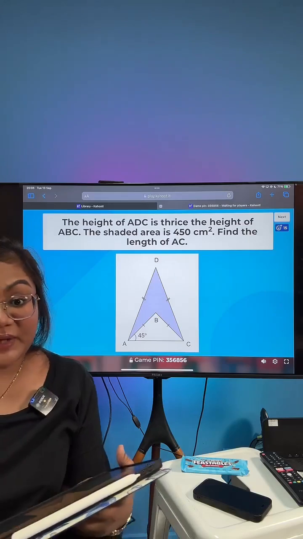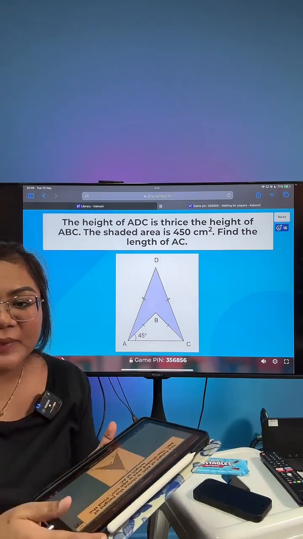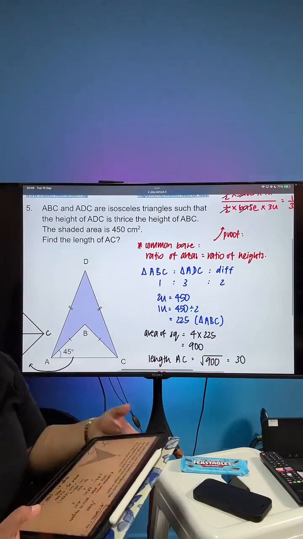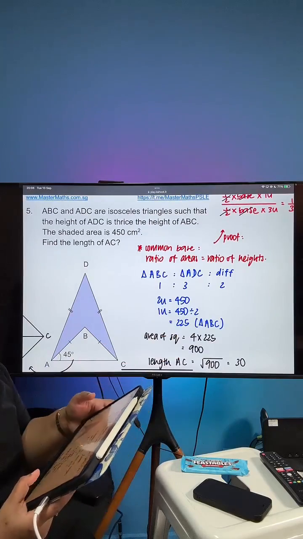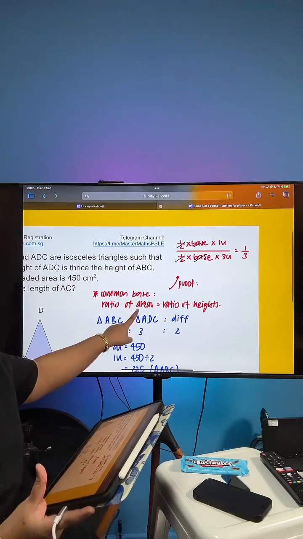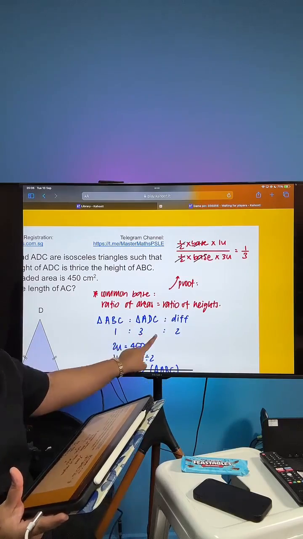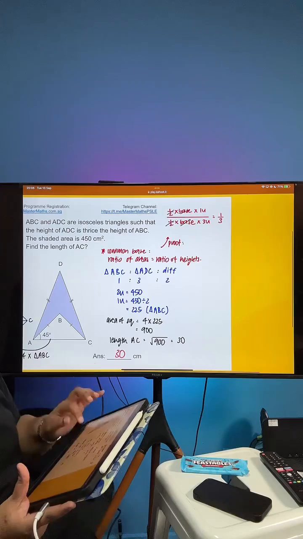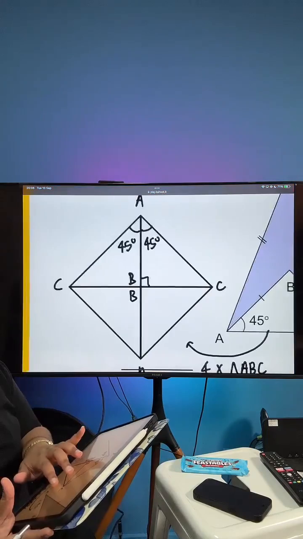Let's take a look at why the answer is 30. Most of you are getting it. Good job. How to get 30? Very simple. We all know that the area of ABC is 225, right? We were just discussing that. Because they have a common base, the ratio of their areas is equivalent to the ratio of the heights. So the small one to the big one is 1:3. The difference is 2 units, which is 450, the shaded part. So that means the white one is 225.